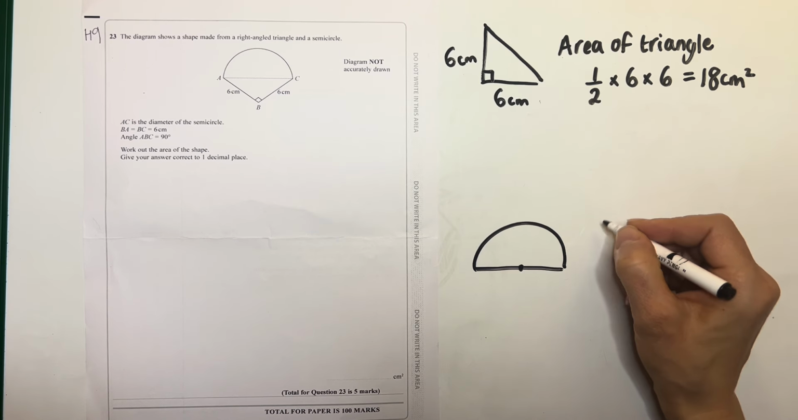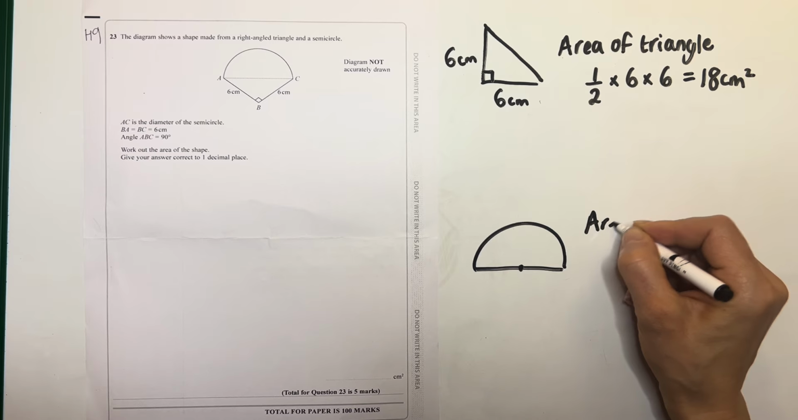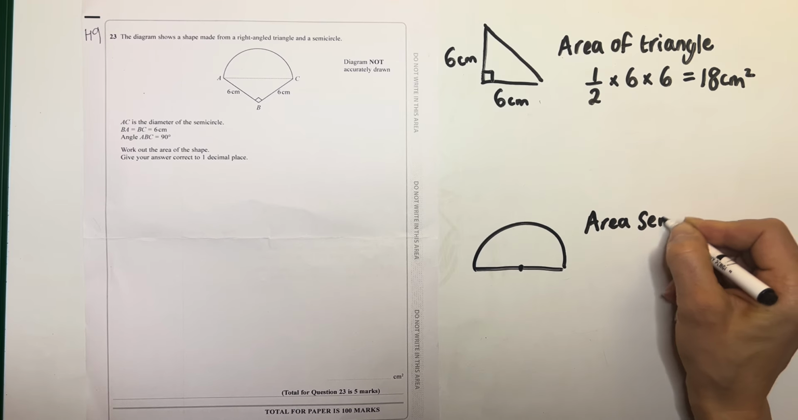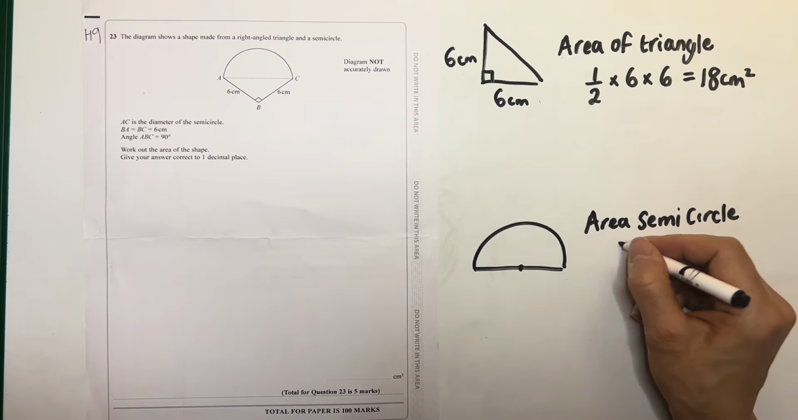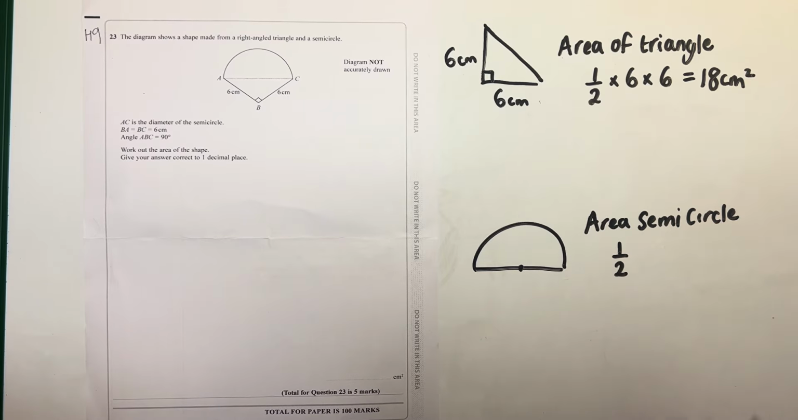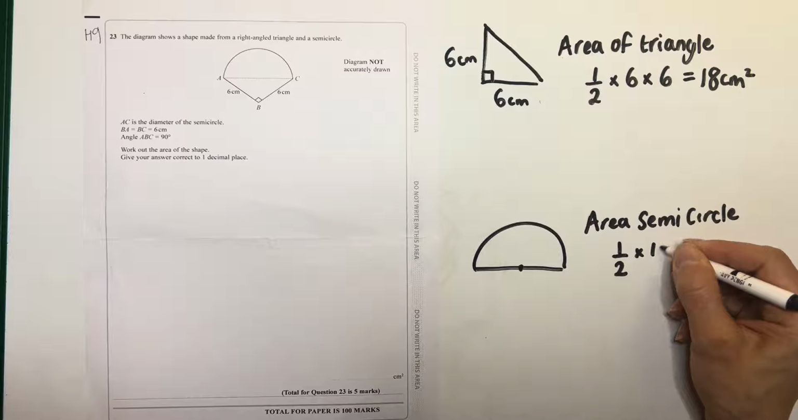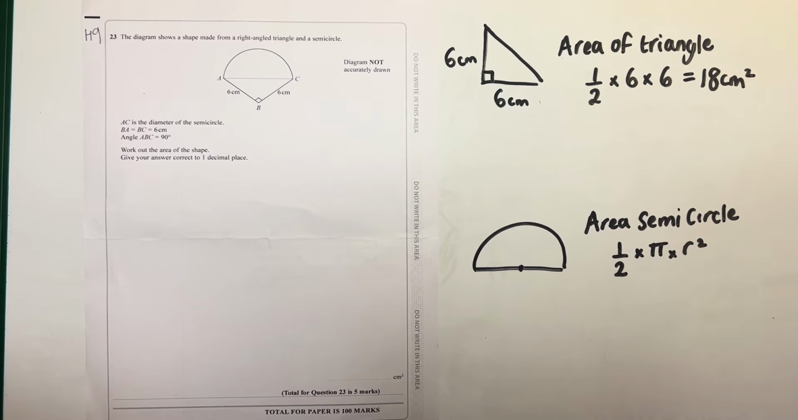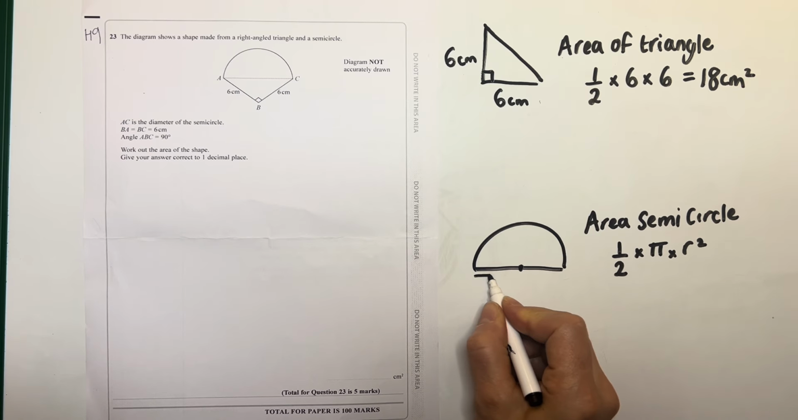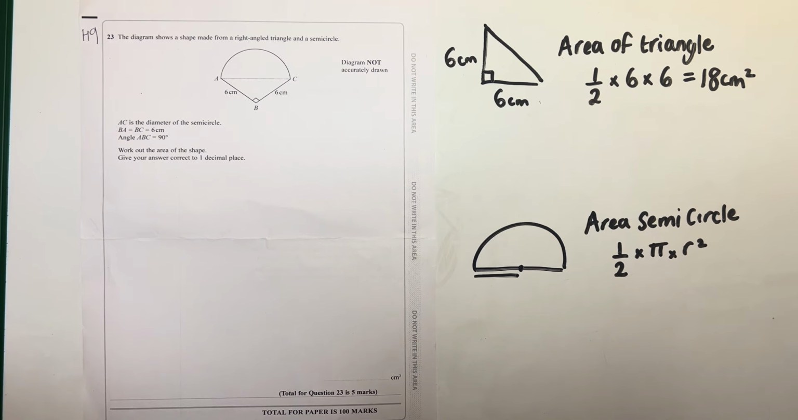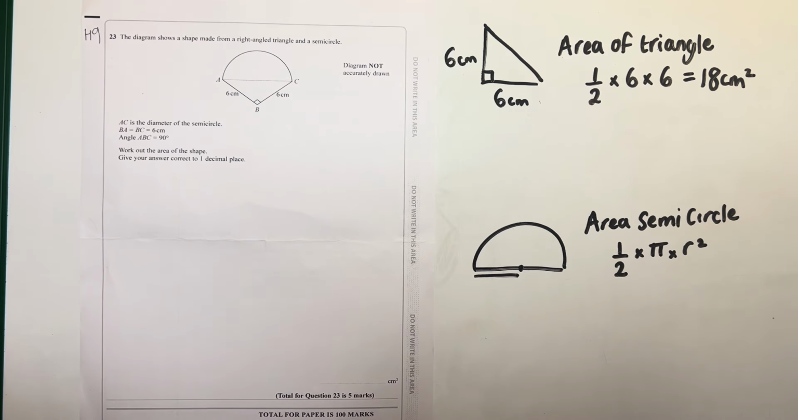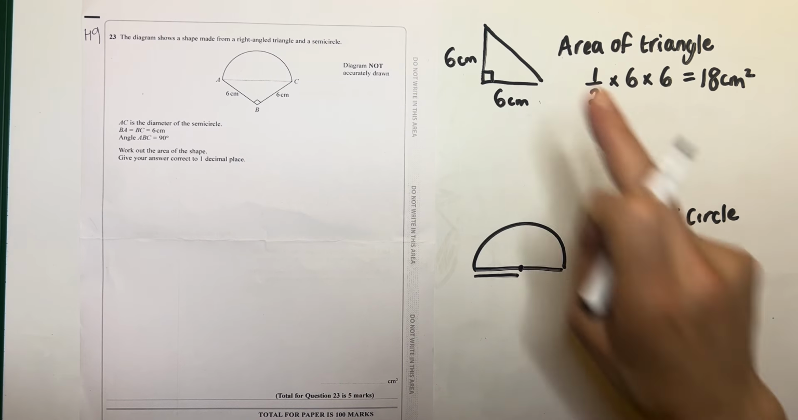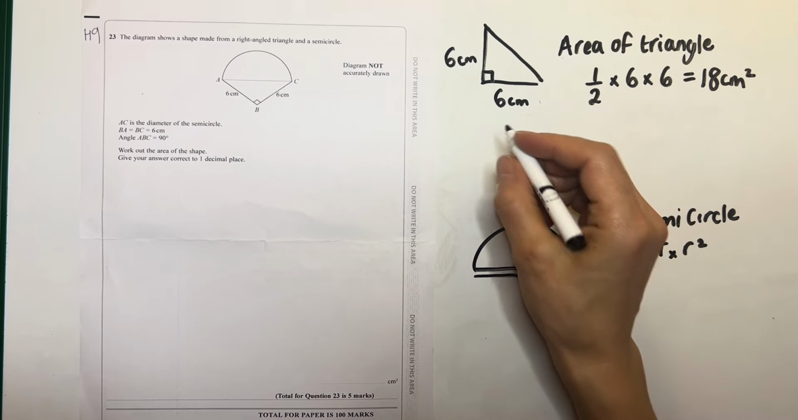We also want to know how to find the area of the semicircle. And this will be half the area of the circle, which is pi r squared. To do this, we need to find out what the radius is. We can see the diameter is the same as the hypotenuse of the triangle. To find the hypotenuse, we can use Pythagoras.